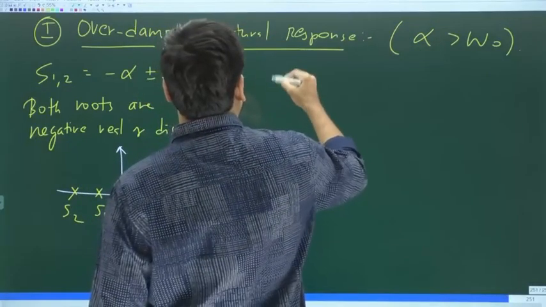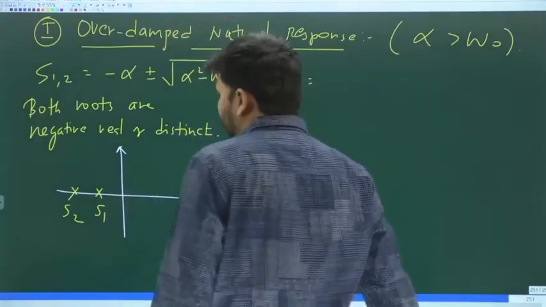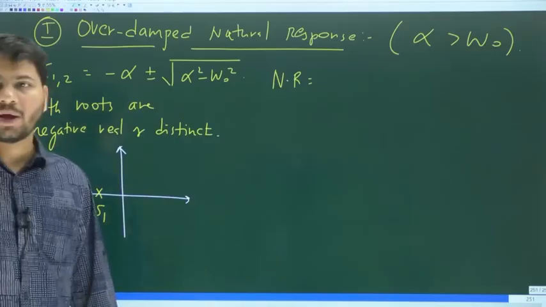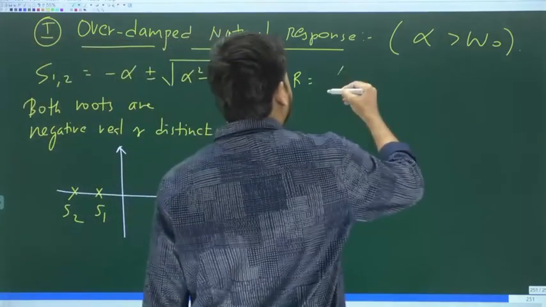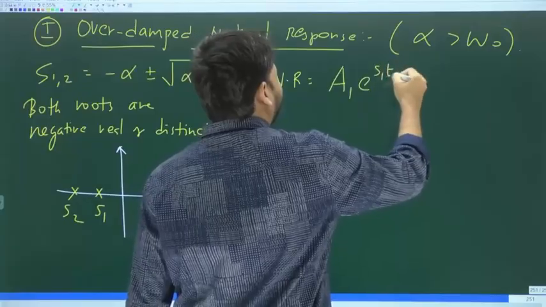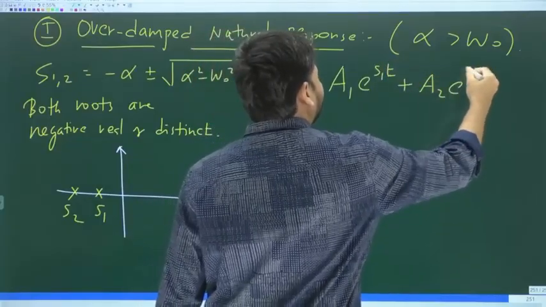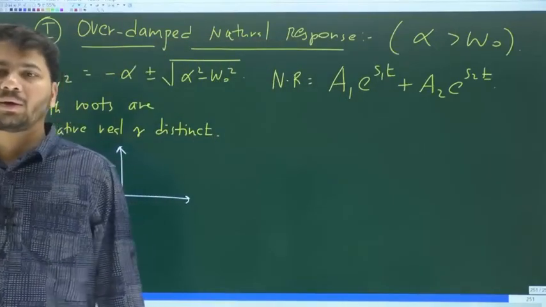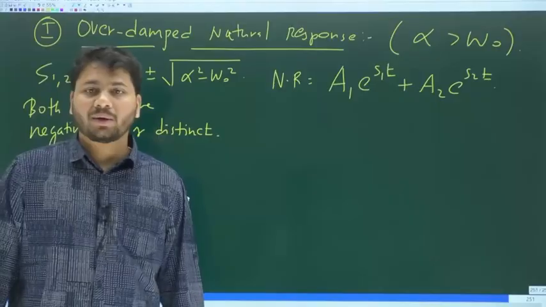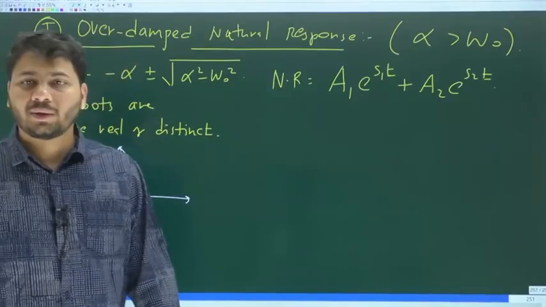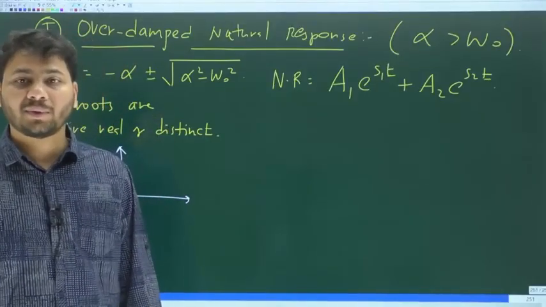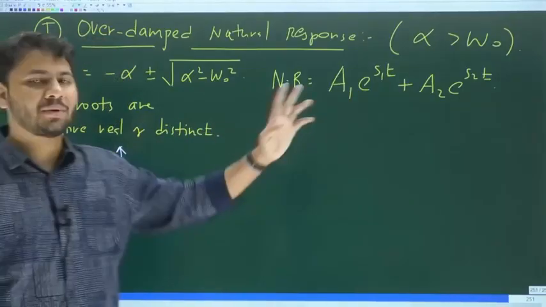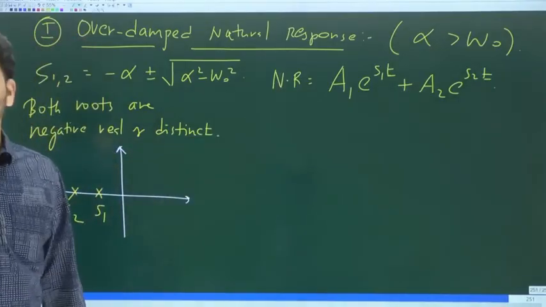Now the question is, what is the form of the natural response when the natural response is overdamped? The form of the natural response is A1 e power S1t plus A2 e power S2t. This is the natural response when it is overdamped. S1 is one root of the equation, S2 is the other root of the characteristic equation.